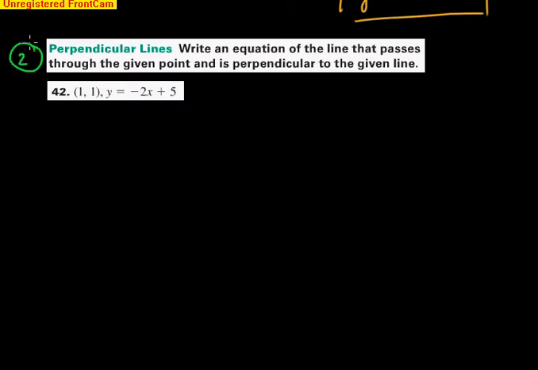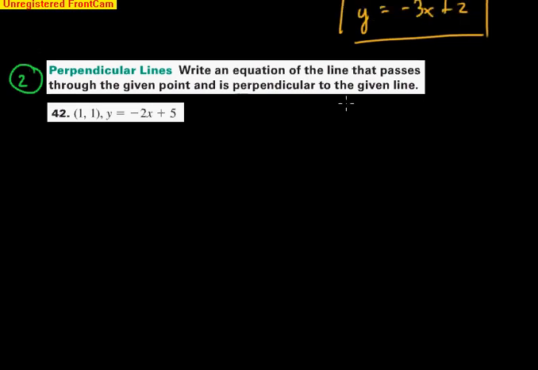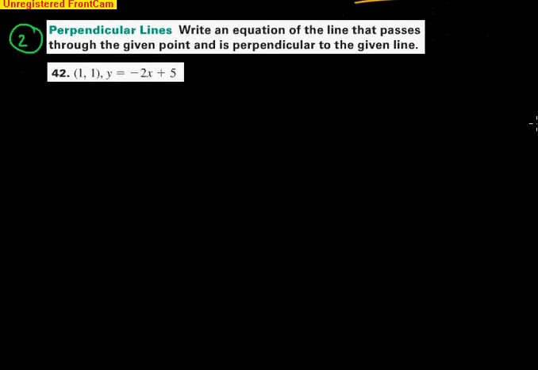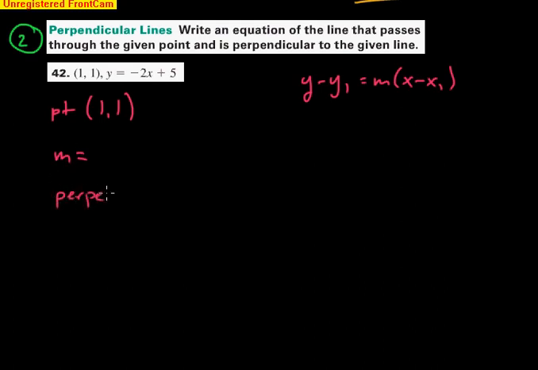Okay, here's our second problem. We're going to find the equation of a line that passes through the given point and is perpendicular to the given line. Okay, so again, sorry about the move down. Again, we need to use point slope form to find the equation of this line. Now, in order to do this, we have to identify a point, and we have it, (1, 1). And we need a slope, which we do not have. However, they told us that our line is perpendicular.